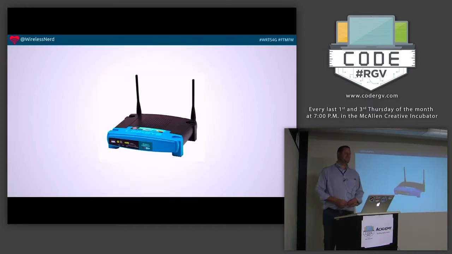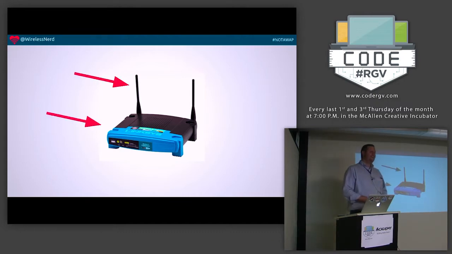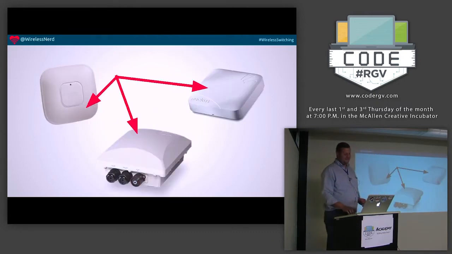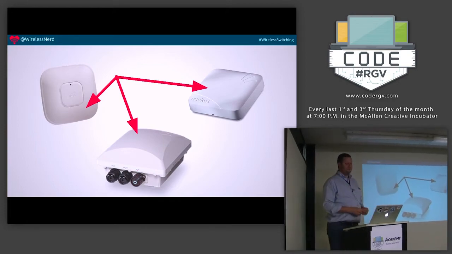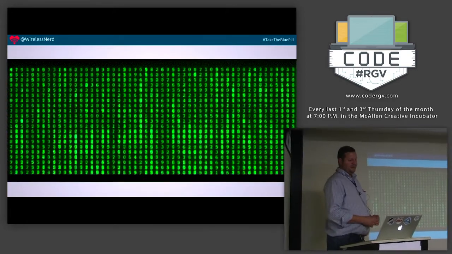What's this? A router. Very good. It's not an access point. And those are antennas on a router. Very important to know. These are access points. Access points and routers are different. Routers have entirely different things that they use. So just from a terminology perspective, I want to make sure we get a couple things out of the way.